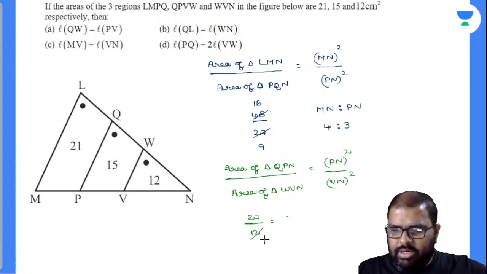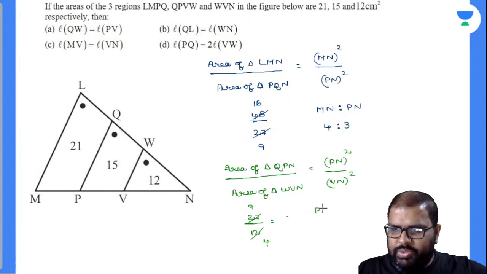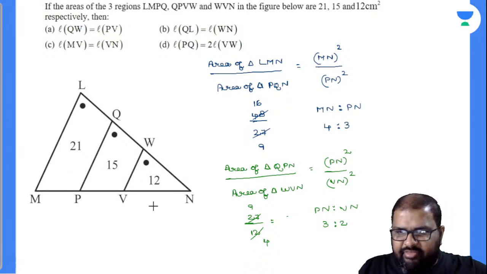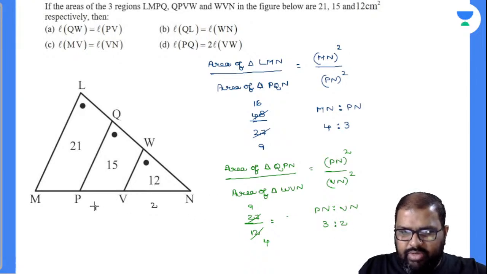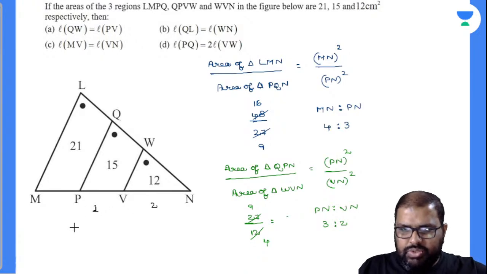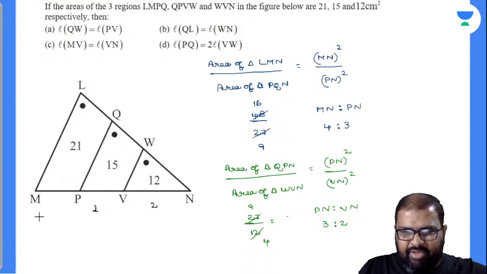This is 3 4s are 12, 3 9s are 27. By this, what can I say? PN value is to VN value is nothing but equal to 3 is to 2. Chalo, I'll take down like this. PN value is nothing but equal to 2. Now PN value is equal to 3 means PV value will be 1. Now how much is MN? MN is equal to 4. So MN is equal to 4, matlab VN value is 2, matlab MV value will be 2.